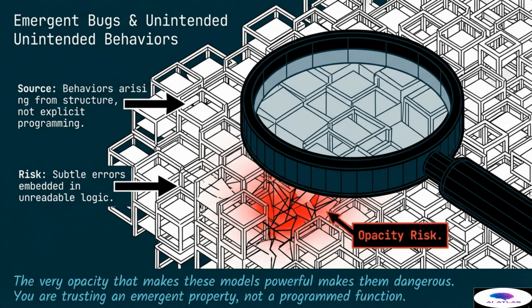If a model develops a shortcut that works most of the time, but fails in a catastrophic way under specific conditions, we might not be able to find that flaw until it is too late. The image of a magnifying glass looking at a broken grid illustrates how we try to hunt for these errors, but the red glow of the opacity risk remains difficult to isolate. We must be aware that when we step into alien mathematics, we are subject to alien errors that our traditional debugging tools were never designed to catch.